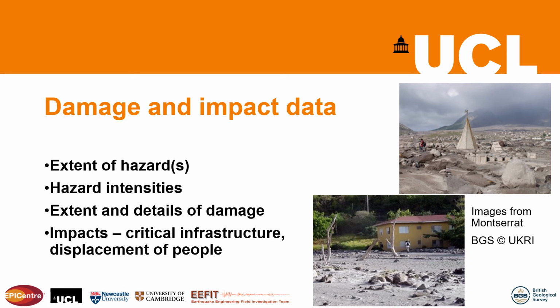We also need to be able to record the extent and the details of the damage. At the moment, I'm just talking about the physical damage to buildings, but we are also interested in impacts. So thinking about what the impacts are for critical infrastructure systems, things like electricity networks, water networks, wastewater networks, communication networks, road systems, transport networks, anything that's critical to the survival of communities, and how we record that data and what data we can record that is useful.